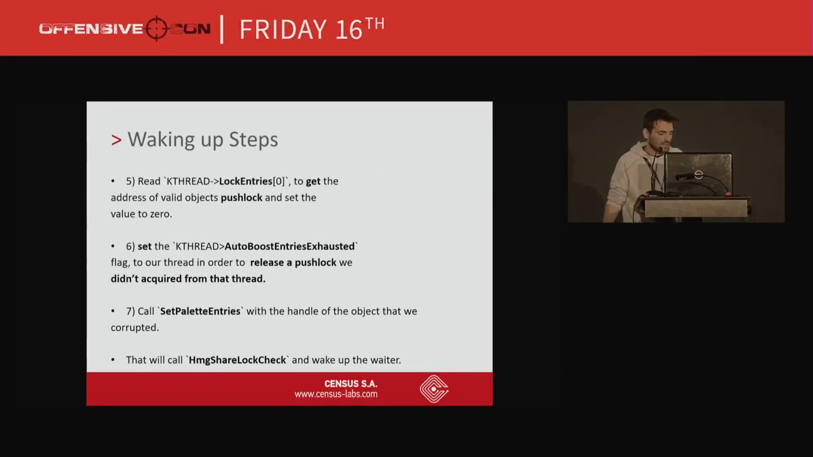Then we are going to read the first entry from the lock entries to get the address of the valid push lock, and we are going to set the value of that push lock to 0, as there is none acquired. And then we are going to set the auto boost entries exhausted flag in the K thread, so we can release a lock that we didn't acquire from that thread. And then we are going to call the set palette entries with the handle of the object that we have corrupted. And as I said earlier, the set palette entries will call the share lock check that's going to wake up the waiter. And let's see how.